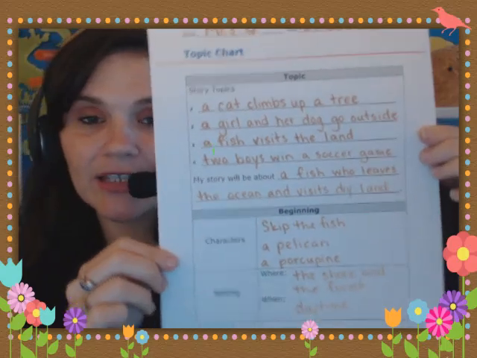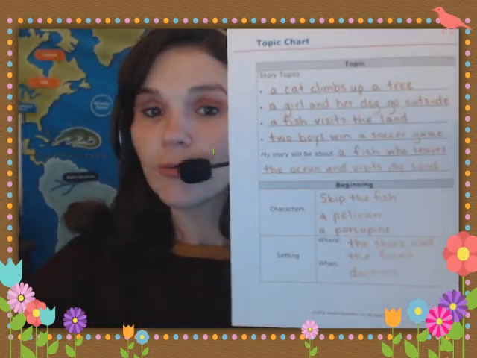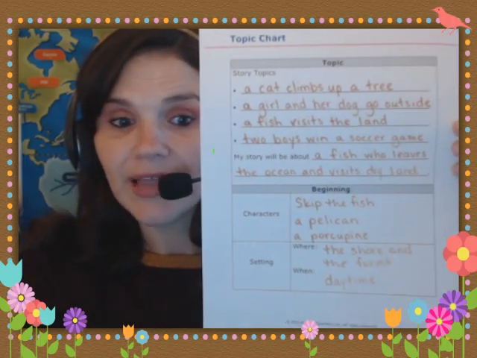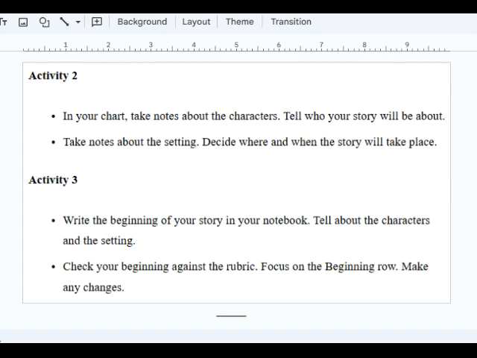So here is my topic chart. This will help you when you're planning to write your narrative. So go ahead and either print that out from the description or print that out from your lesson and use that to help you plan. In your chart, make sure you take notes about the characters and tell who your story will be about. Remember, I've got Skip the fish, the pelican, the porcupine. Also take notes about the setting and decide where and when the story will take place. So yours could be at nighttime, it could be in space, wherever your setting is, you're going to describe that in that chart. Then go ahead and write the beginning of your story in your notebook.